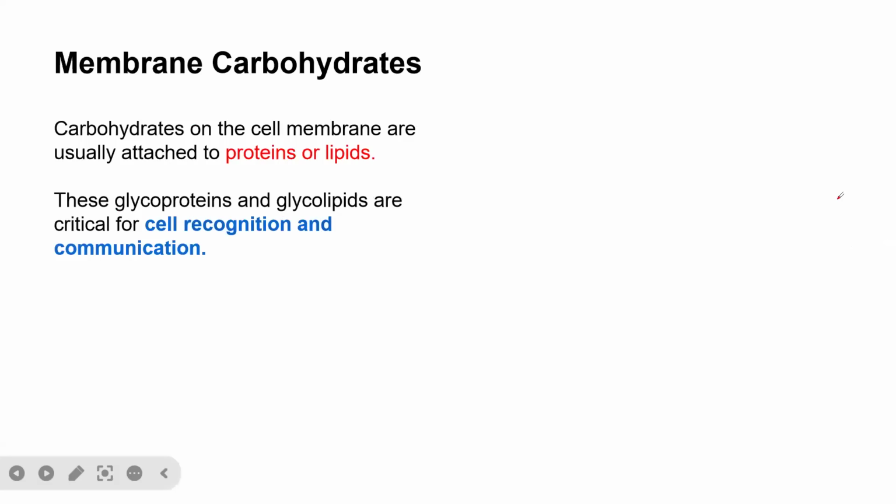So the next thing is, of course, the carbohydrates that are found on the cell membrane. Carbohydrates on the cell membrane usually are attached to proteins or lipids. If you have carbohydrate attached to proteins, they are called glycoproteins. And the lipids plus carbohydrate is called a glycolipid. Sugar, which is carbohydrate, is what glyco means.